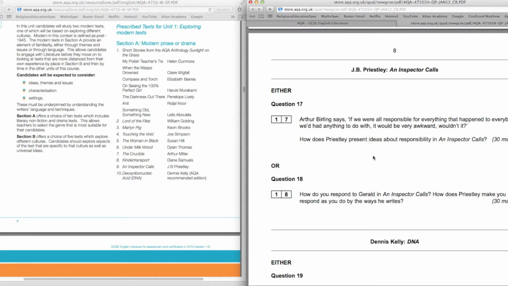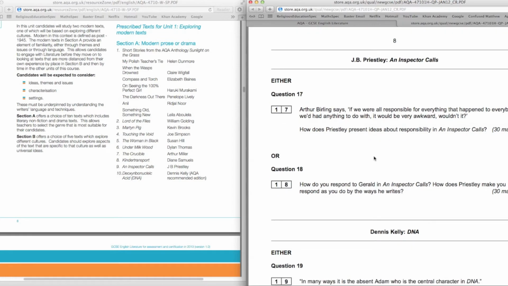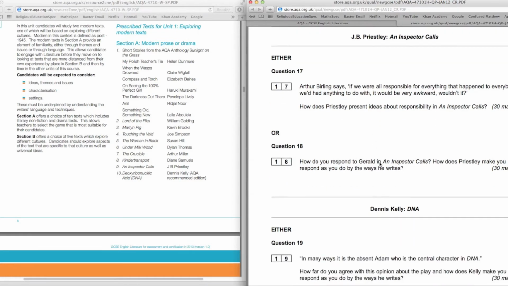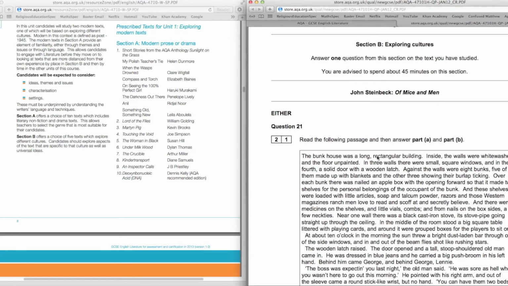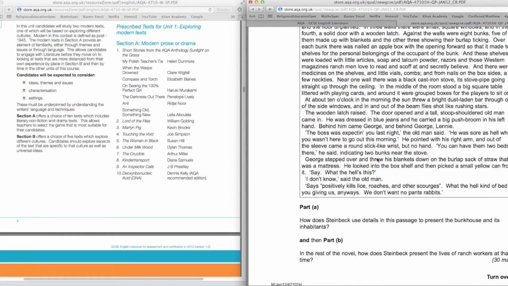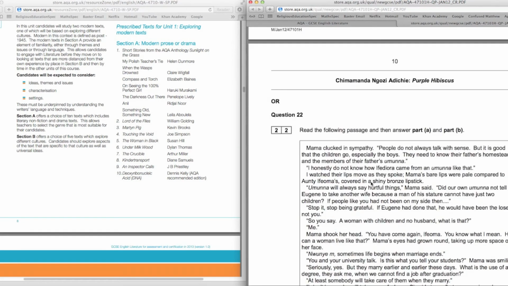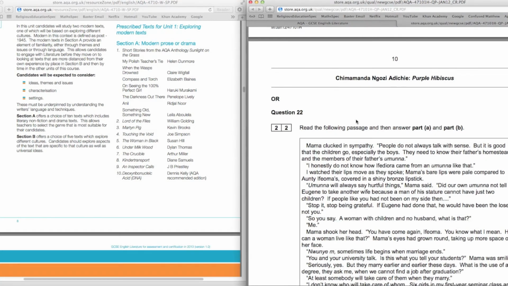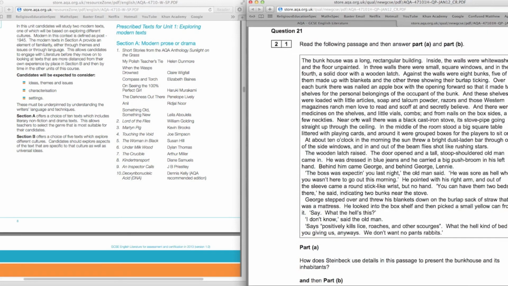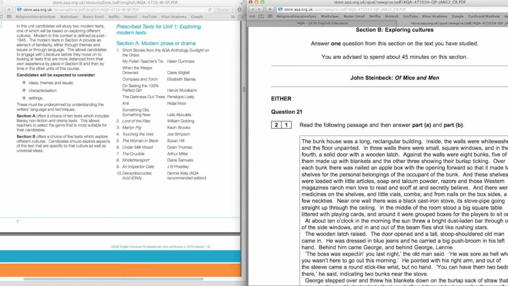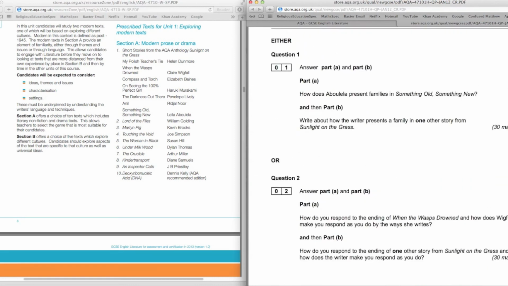On An Inspector Calls, because it says either or, you go, do I want to do the Arthur Birling one, or do I want to do the Gerald one? And then you'll also do one in section B about, here you go, Of Mice and Men, where there's a passage from the book, and there we go. I find this is very helpful because in my particular class, I was never really shown any specifications like this on the left, or any of the exams. So this is the first time I'm seeing this, but I think it's very useful because it gives you an idea of what to expect in the upcoming exam.